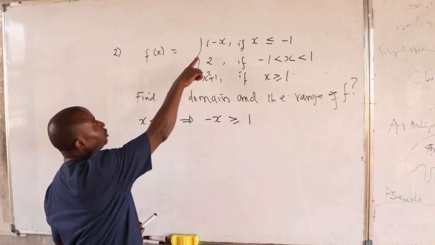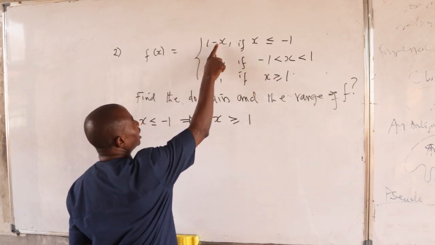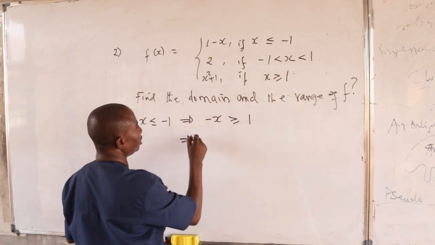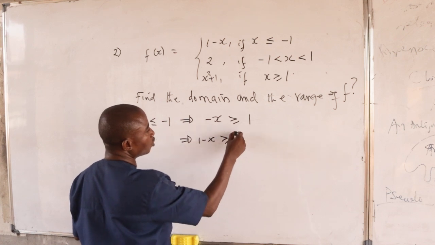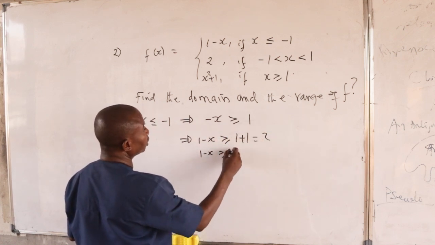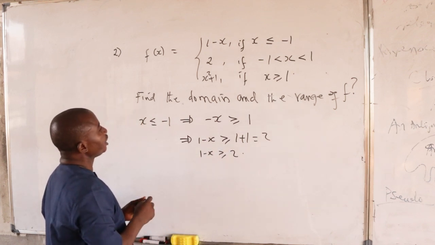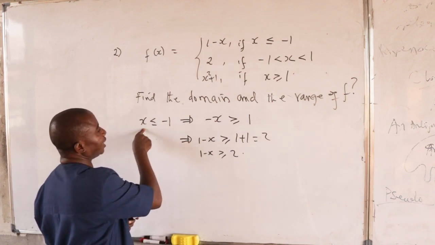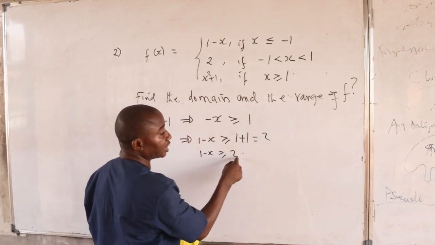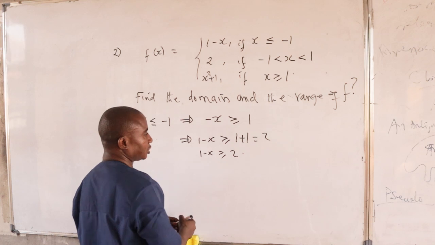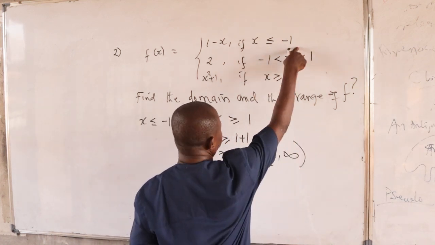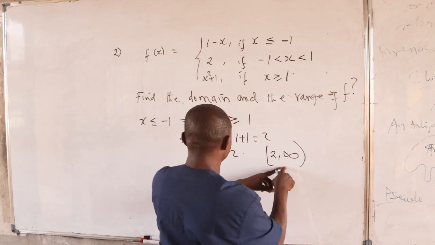Now, I want to see 1 minus x. So I need to add 1 to both sides of this inequality. So I have 1 minus x is bigger than or equal to 1 plus 1, which is 2. And so 1 minus x is bigger than or equal to 2. Therefore, for any x that is less than or equal to minus 1, 1 minus x must be bigger than or equal to 2. And so I have this interval as the range. In this interval, this is the range of f.